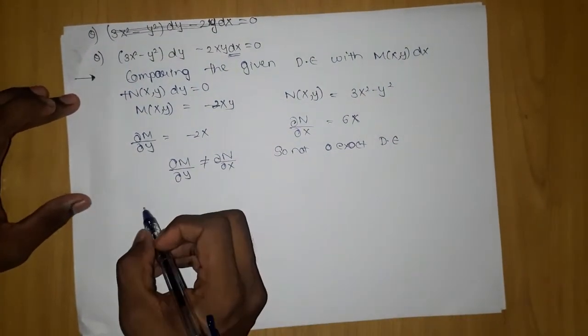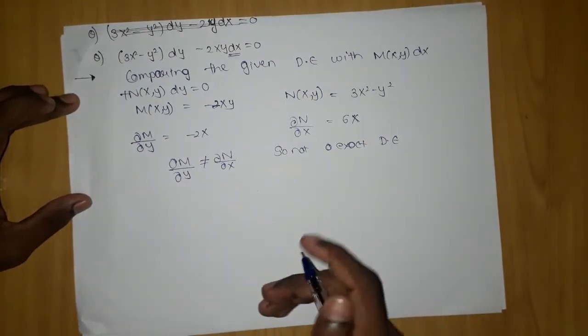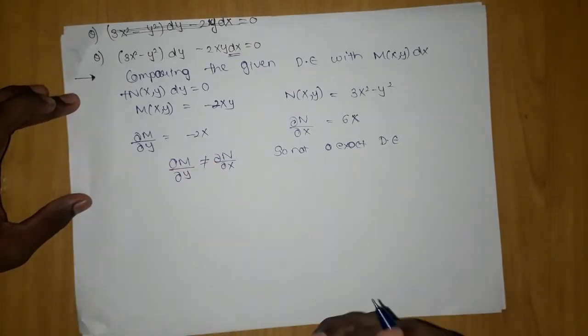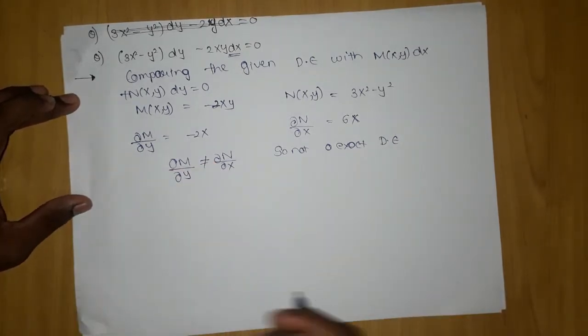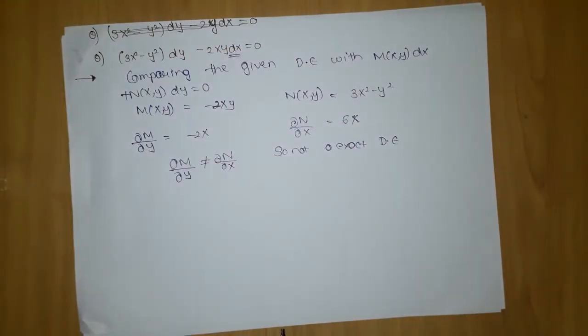After this, you have to make it exact. For that you need to get the integrating factor. For the integrating factor, you need to decide whether it will be dou M by dou y minus dou N by dou x, or dou N by dou x minus dou M by dou y. So you have to identify any one of them. You have to observe these two, and see which one will be more comfortable.